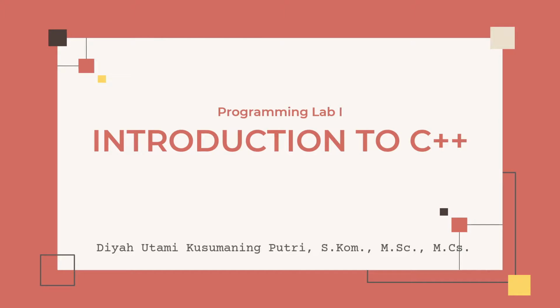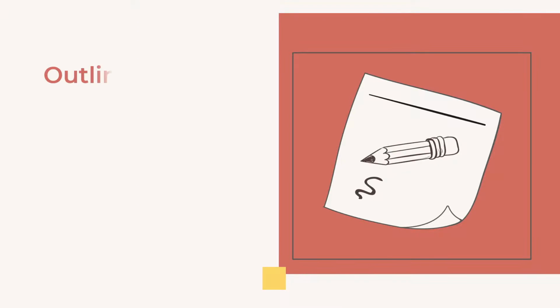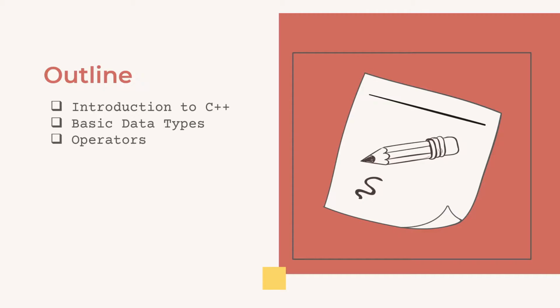In this video, I will explain to you about the introduction to the C++ programming language. We will discuss several topics in this chapter. First, introduction to C++. Then we will discuss basic data types. After that, we will discuss various operators. And then we will discuss how to use input and output in the C++ programming language. And last, I will show you a simple case using the C++ programming language.